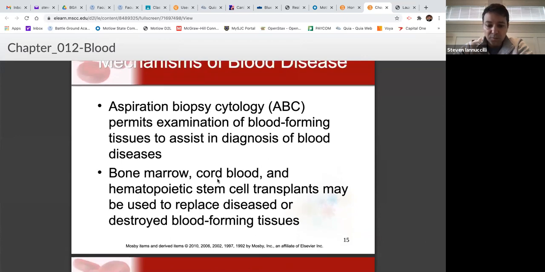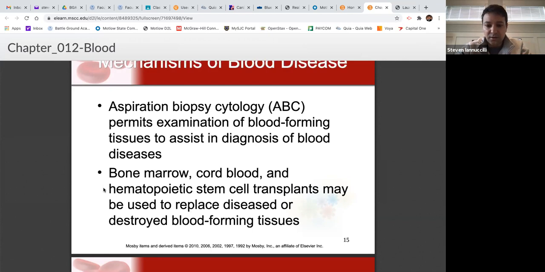Bone marrow and cord blood and hematopoietic stem cell transplants is a type of treatment for people that have blood diseases. Okay, so stem cells, there are two types of stem cells. There are fetal stem cells and there are adult stem cells. And what makes a stem cell special is that it hasn't become differentiated yet. And the term differentiated means it hasn't decided what kind of cell it's going to become.